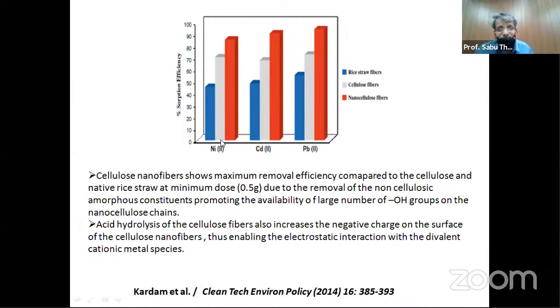Cellulose fibers, not nanoscale, microfibers. Look at nano. Nano is much more efficient. Simple straw you can use. You might know that in olden days, people used straw and charcoal for filtering water. Simple straw is good for filtering water, but not as efficient as nano. So you can remove nickel, cadmium, and lead. So many suspended metal particles could be removed from water.